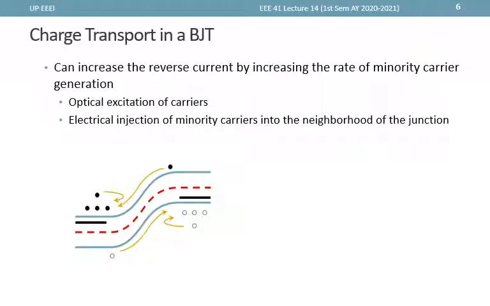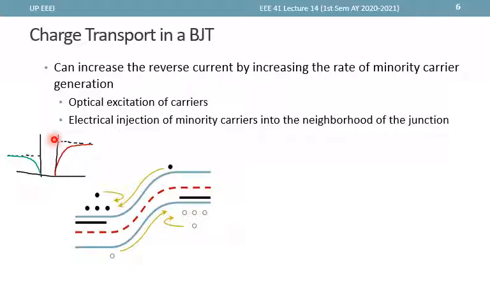So we can actually increase the reverse current by increasing the rate of minority carrier generation. Again, note that there is a small minority carrier concentration at these portions near the depletion region edge. And if you remember, the more missing carriers there are, the stronger the rate of generation is.